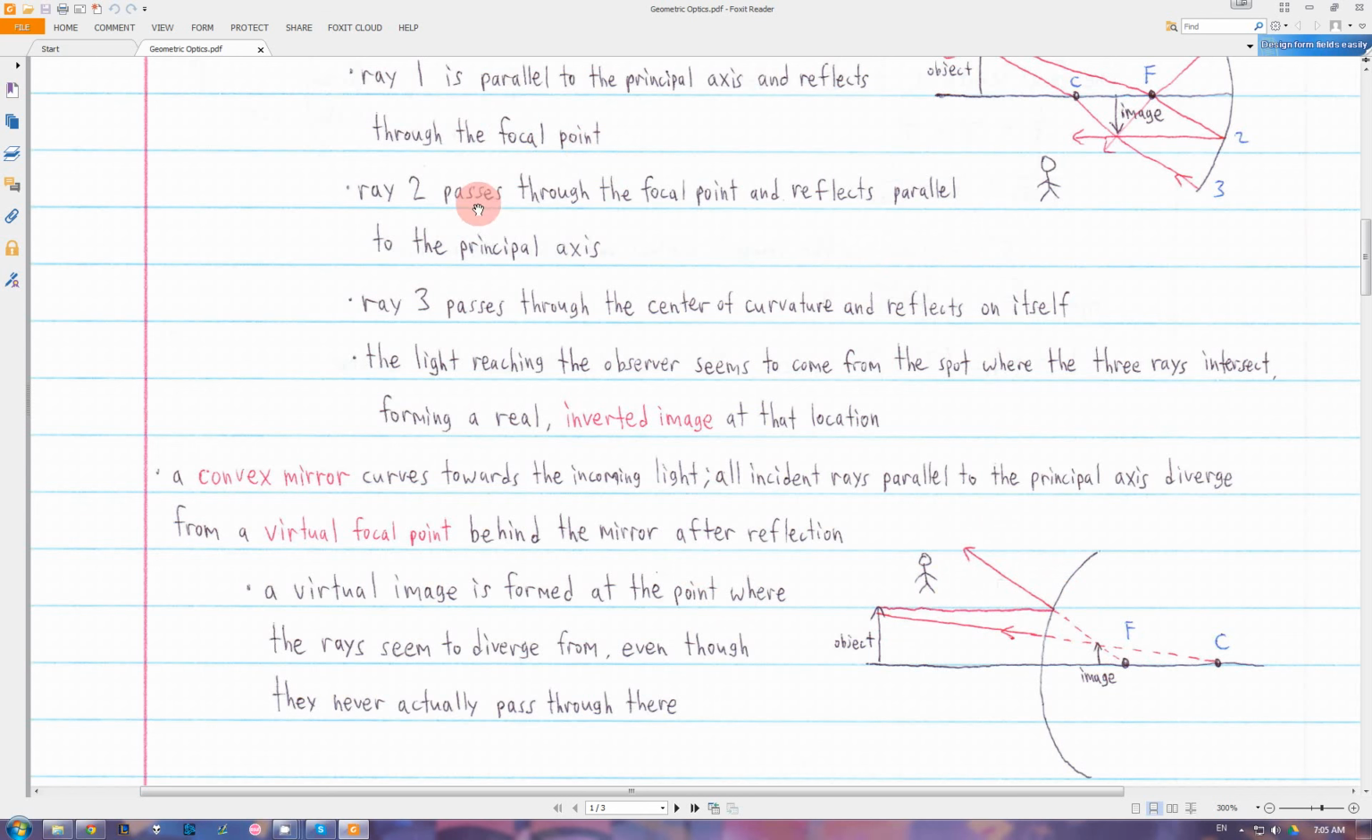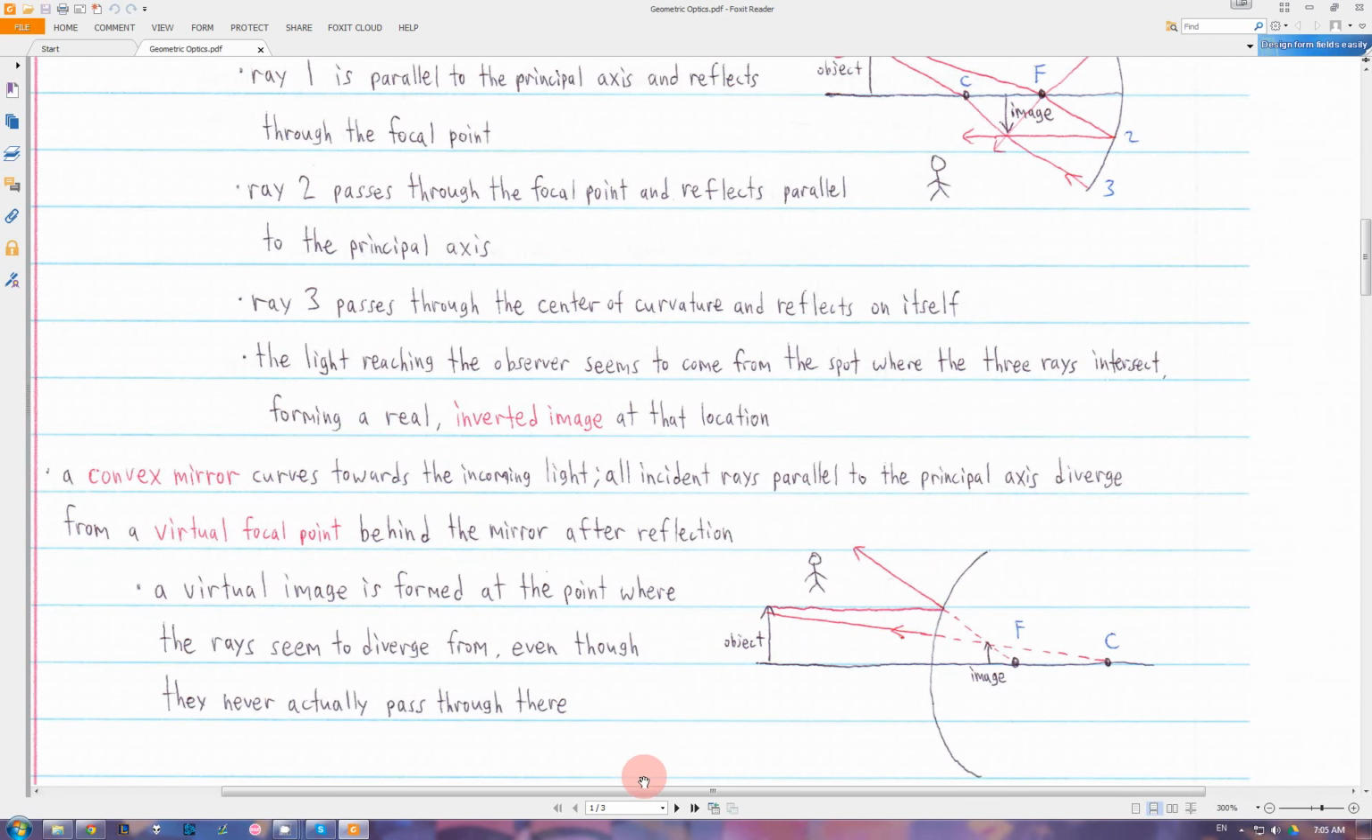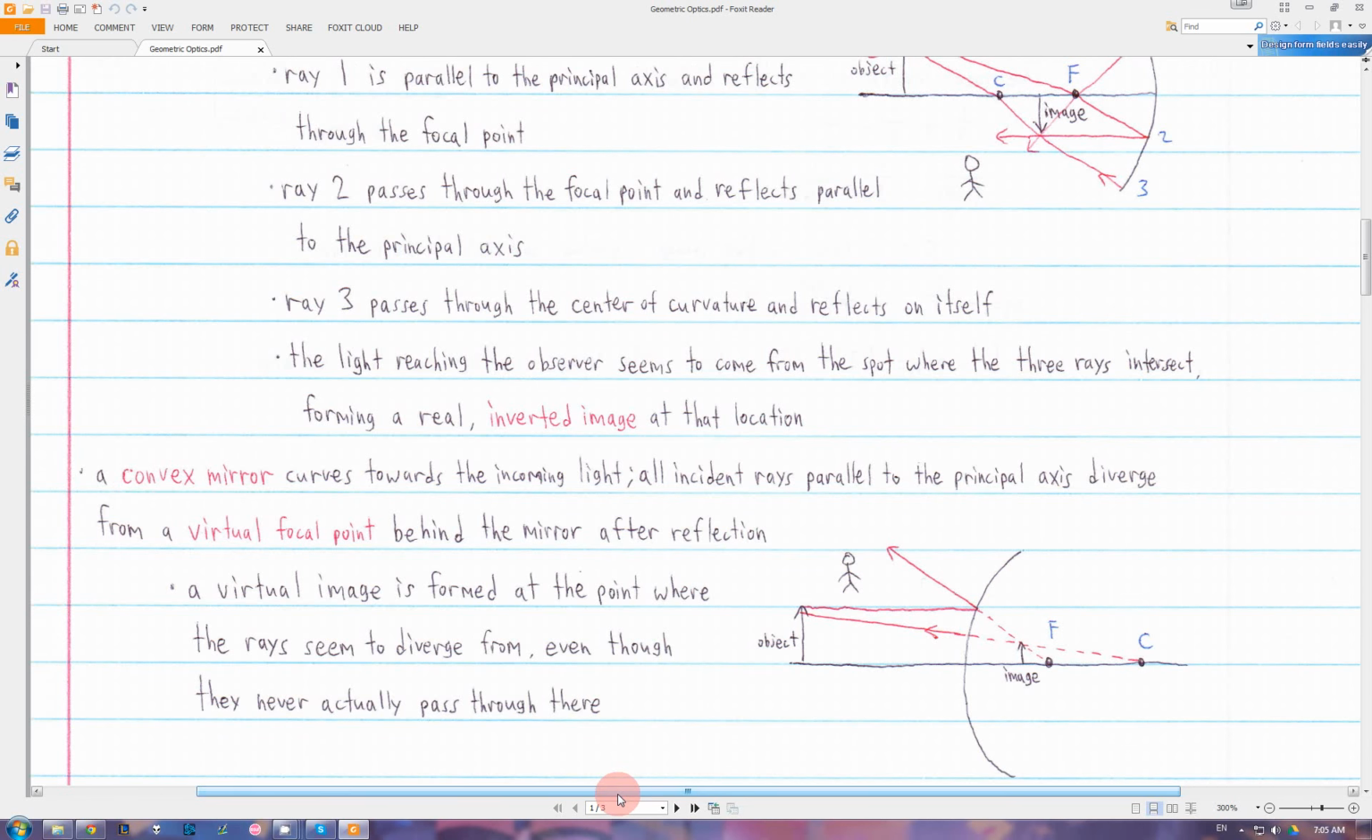The second, if the ray passes through the focal point it will reflect parallel to the principal axis. In a convex mirror, obviously the ray can't actually pass through the focal point, but if it's going towards the focal point, so the light is incoming, and if it was to keep going, it would pass through the focal point. But obviously it stops here, and then it's going to be reflected parallel to the principal axis. And then the third ray passes through the center of curvature, it reflects back on itself.